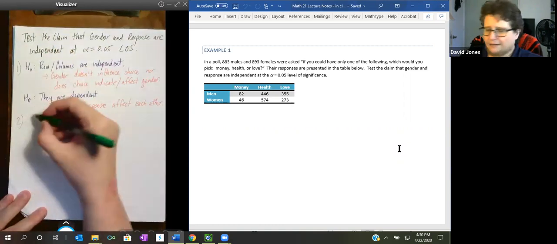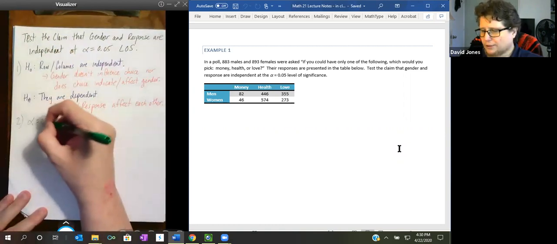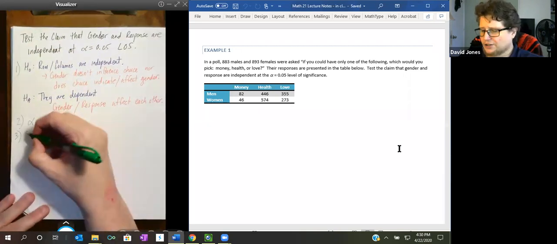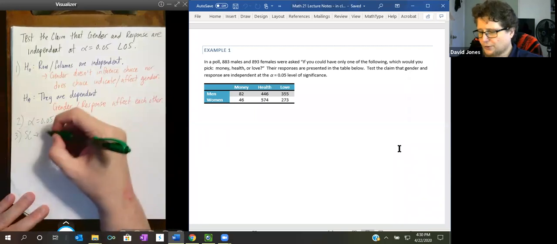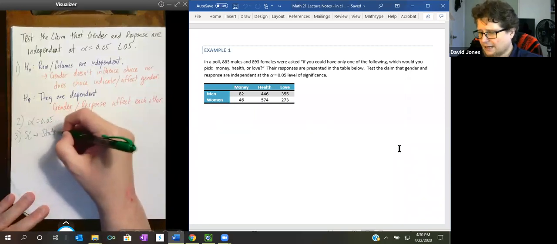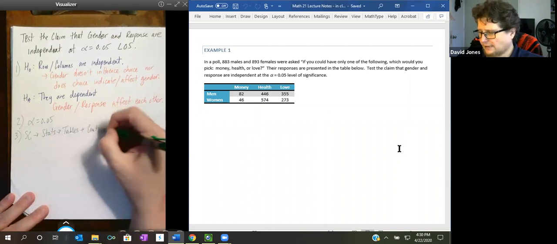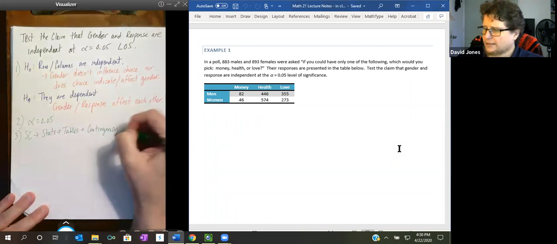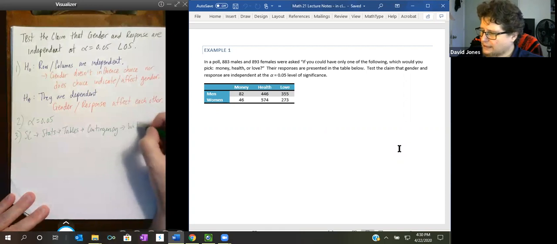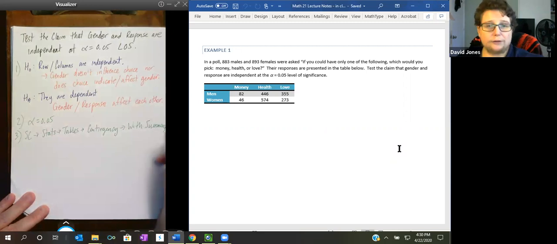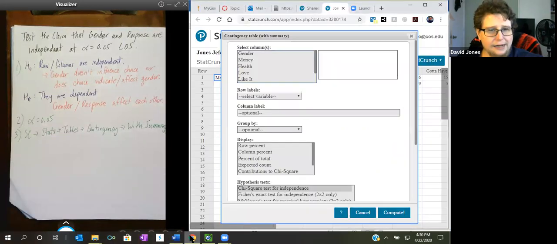Step 2 is identify alpha. We're given alpha is 0.05. Step 3 is our Statcrunch. We're going to do stats, tables, contingency with summary. And if you've already loaded the data set that I had up there, you can start working with it right away. If not, you may type it in.